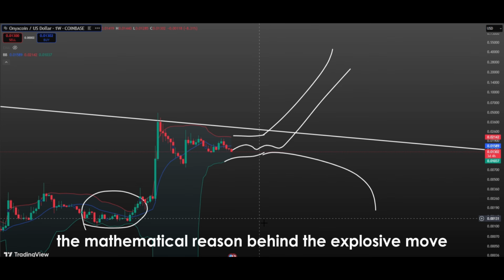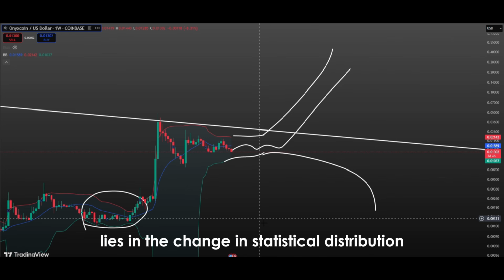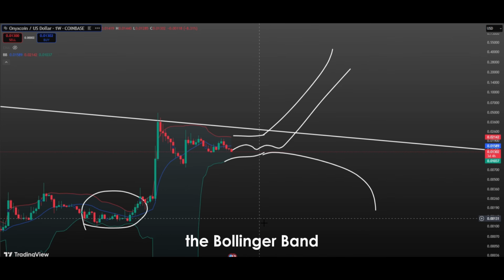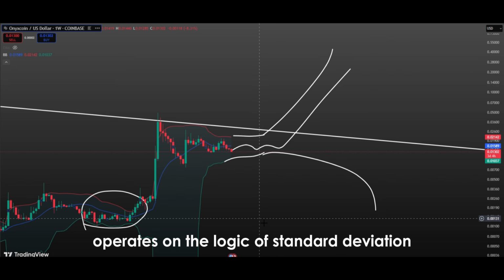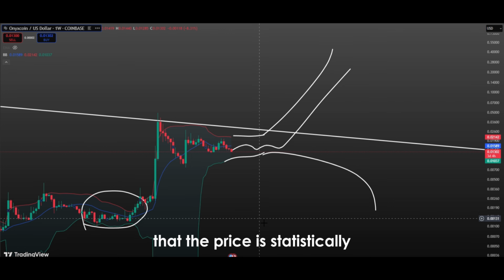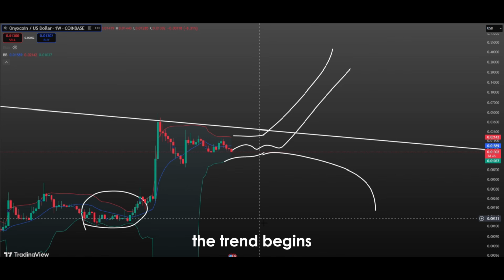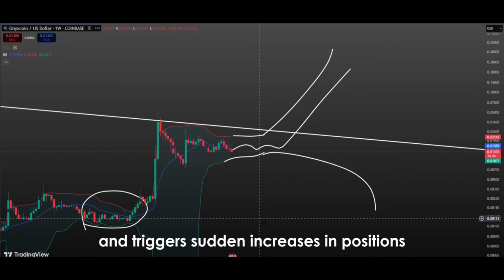The mathematical reason behind the explosive move following such a contraction lies in the change in statistical distribution. The Bollinger Band operates on the logic of standard deviation, so the price has a high probability of staying within a certain range. But when the bands contract, the range becomes so small that the price is statistically much more likely to move outside it. This breakout is seen by investors as the moment the trend begins and triggers sudden increases in positions.